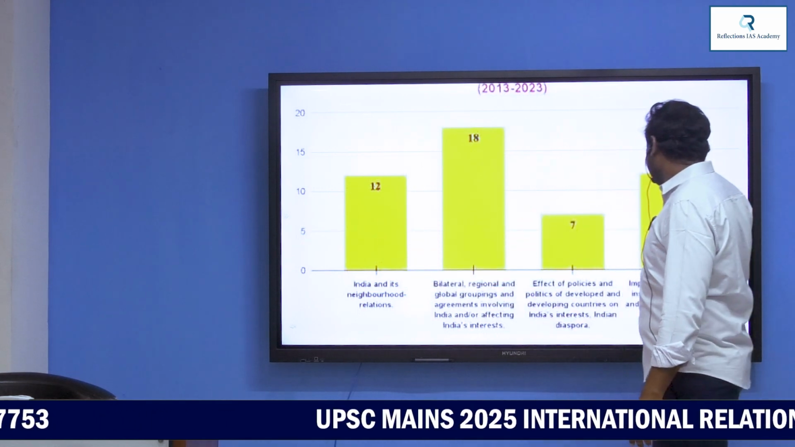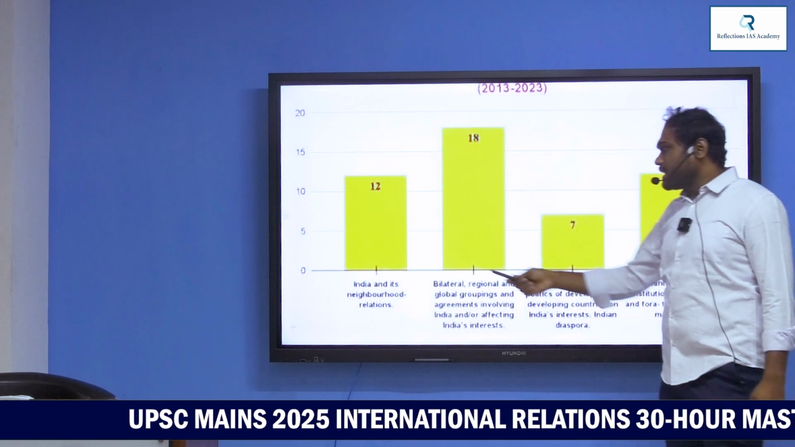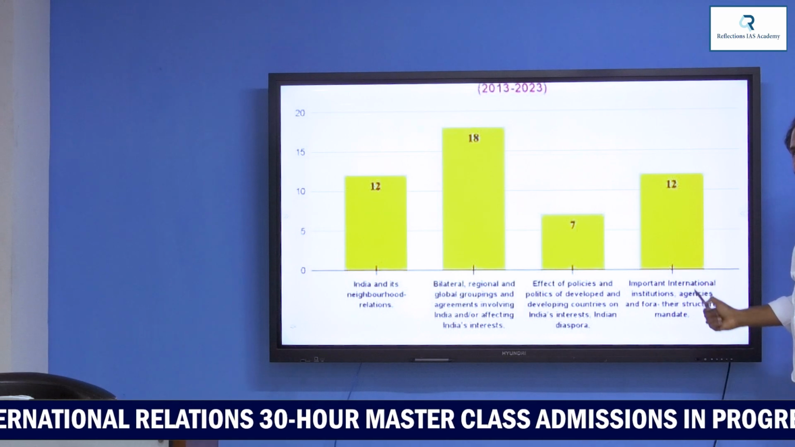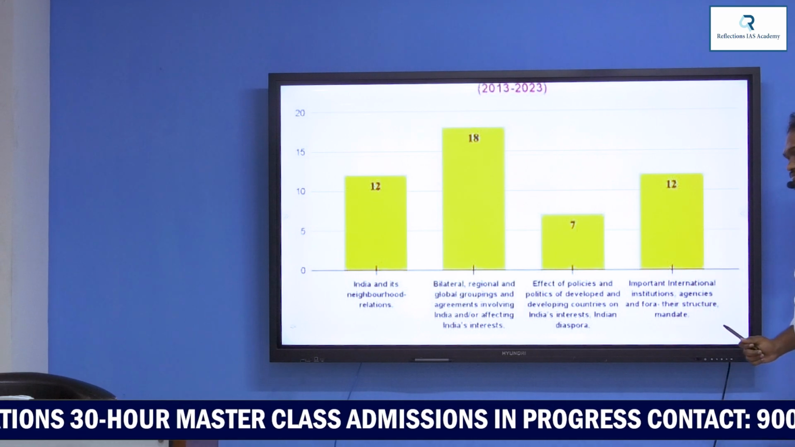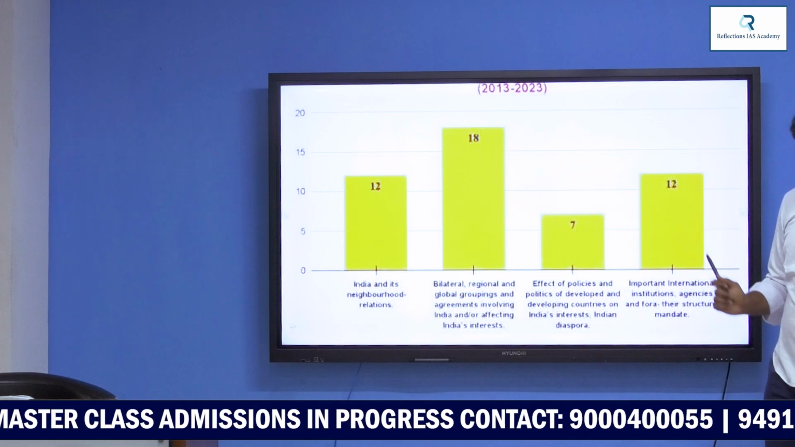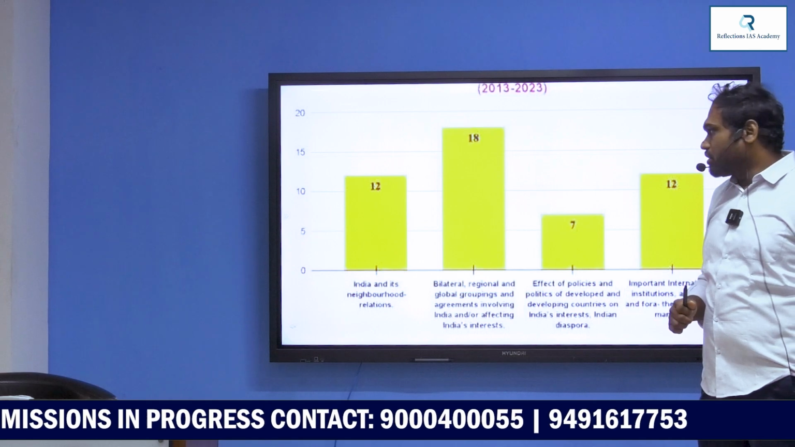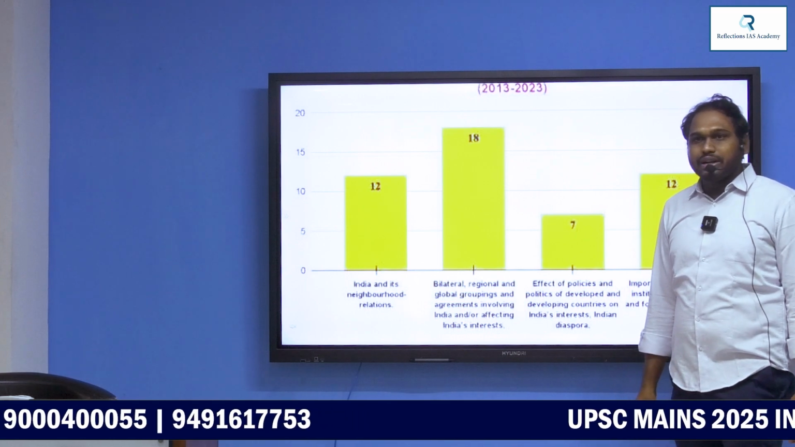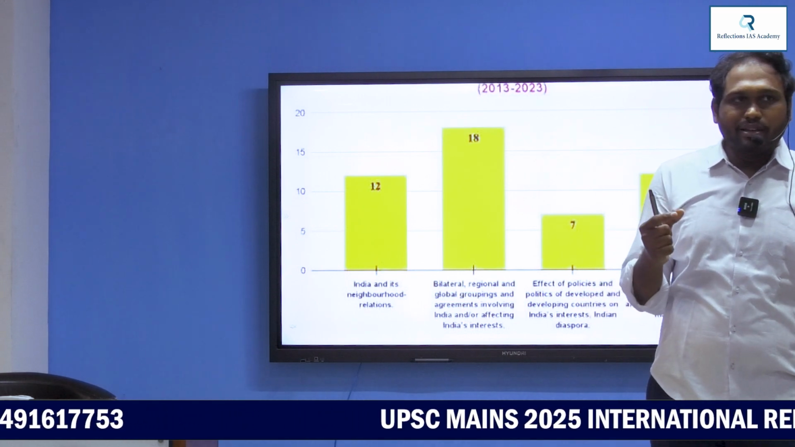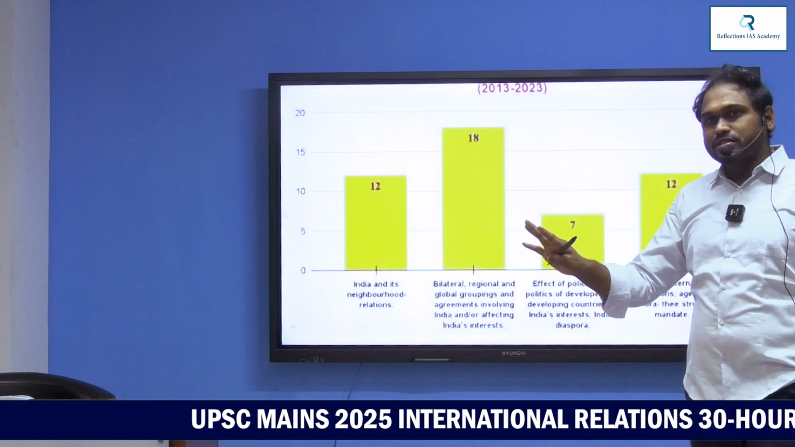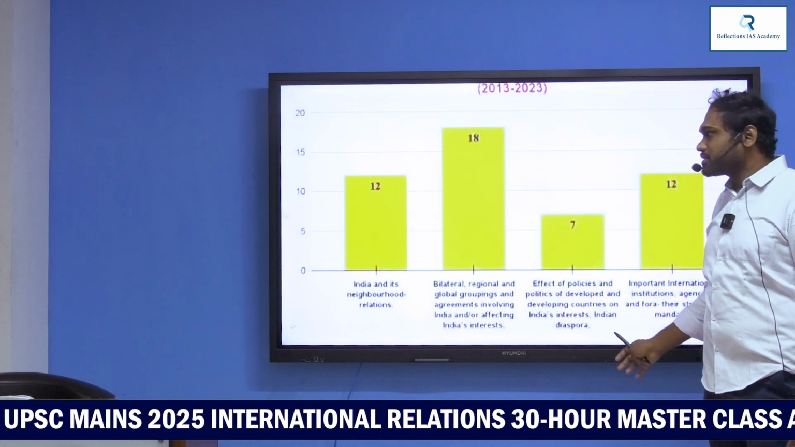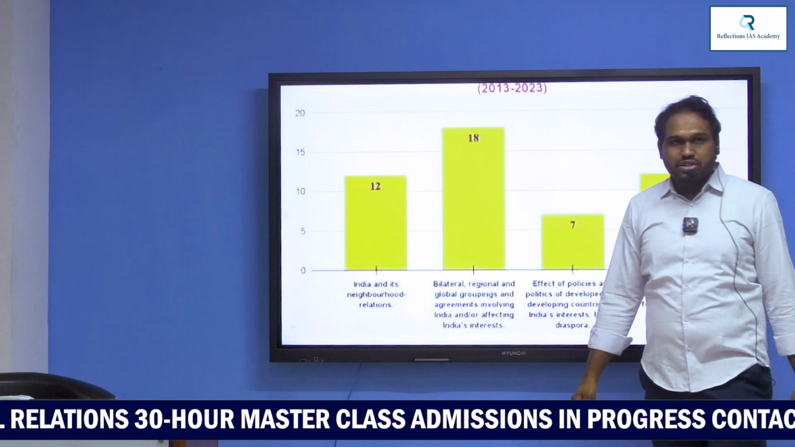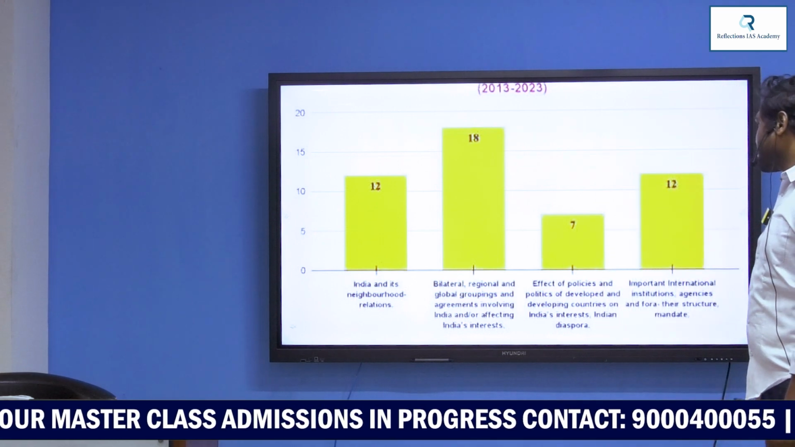Coming to the second component, he is asking questions regularly. He is repeatedly asking one question from India and its neighborhood relations. Besides that, he is asking questions on important international organizations, their structure, mandate, multilateral fora, their structure and mandate. He was asking questions on these dimensions also. Okay. So the third importance, the least importance, would be the effect of policies and politics of the developed and developing nations, how it will impact the interests of India. Okay. 4 components, we are conventionally getting 4 questions from all these areas, with more weightage being given to the second component, that would be the bilateral, regional, global groupings, how they are impacting India's policies.